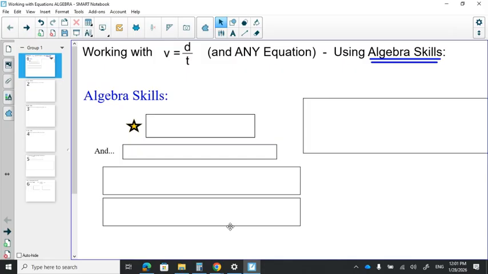Working with speed equals distance over time, or any equation for that matter, using algebra skills.